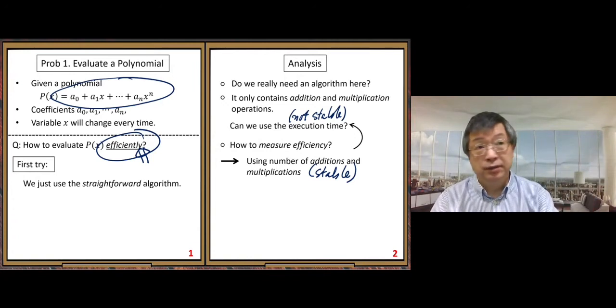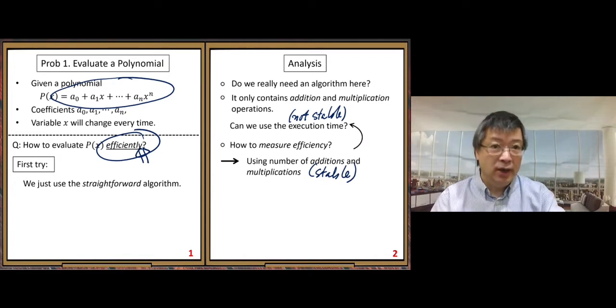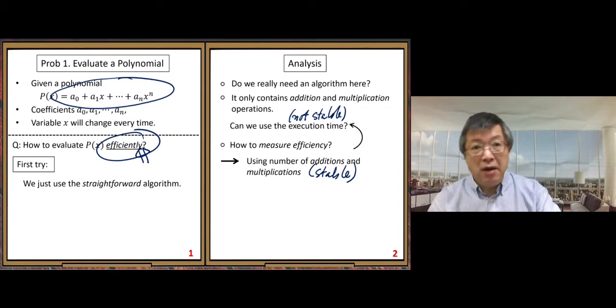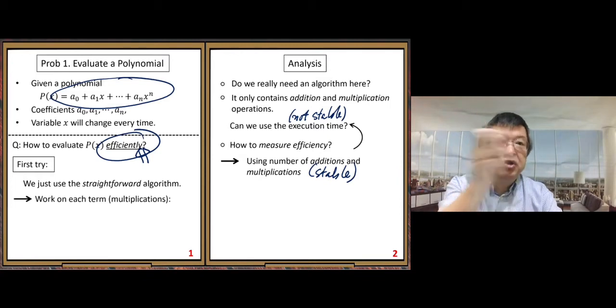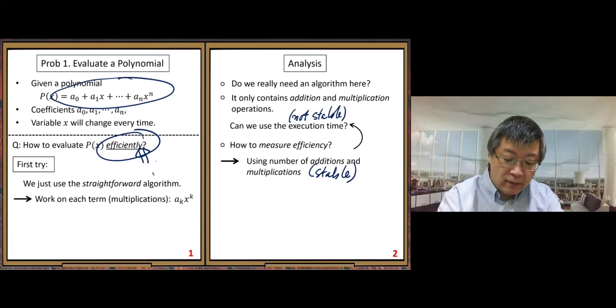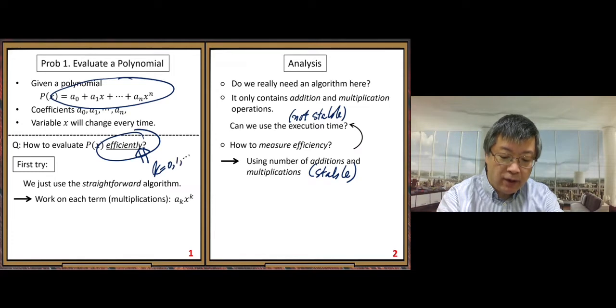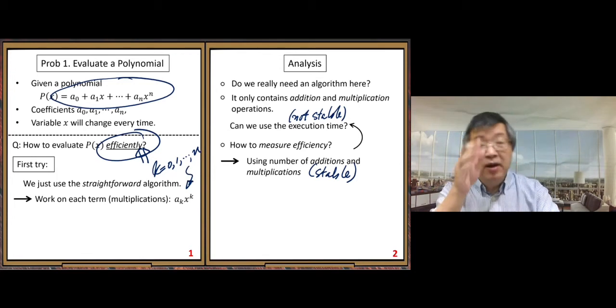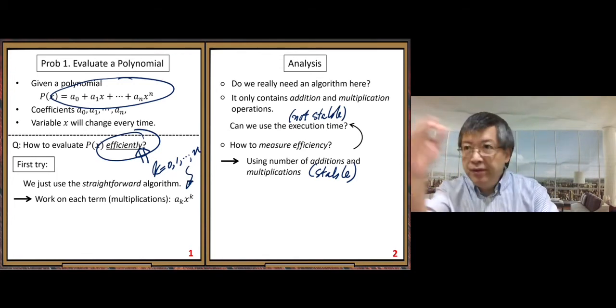So I do not need to waste my time describing it. But when you do the evaluation, you need to do this kind of typical work. What's that? Work on each term. This is the general expression of one term, with k starting from 0, 1, and the last one is n. So k can represent from 0 through n.